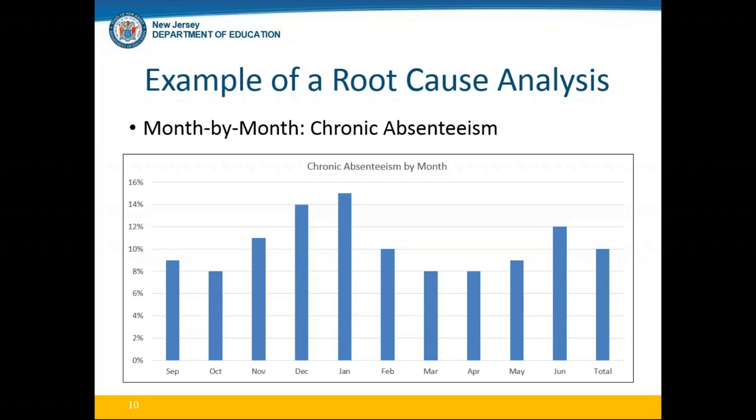The graph indicates a spike in chronic absenteeism in September, December, January, and June. But this data alone does not tell us if these seasonal effects are school-wide or more pronounced with our target subgroup, so we need to dig deeper.